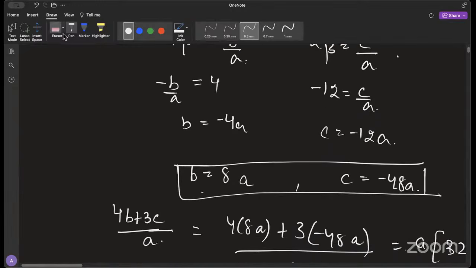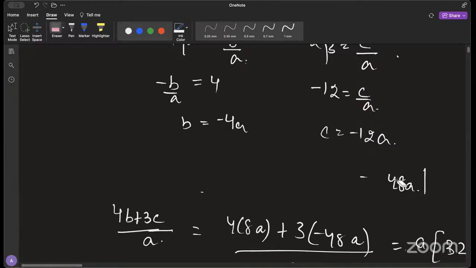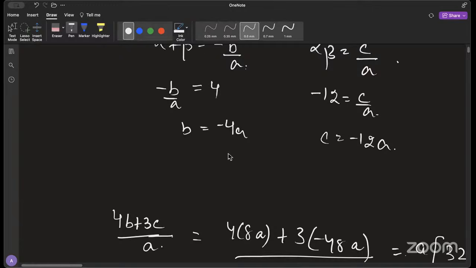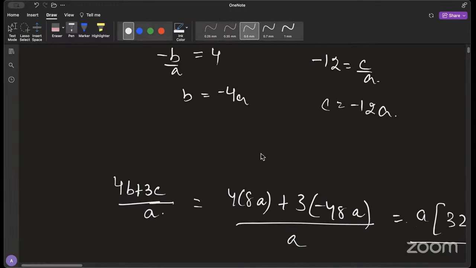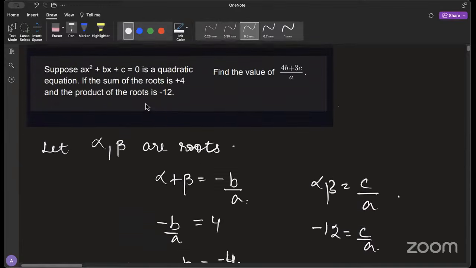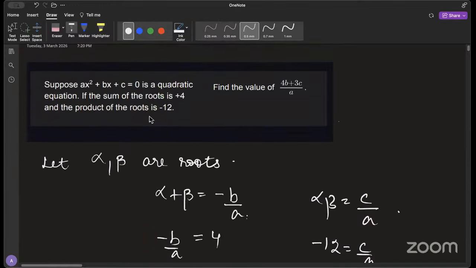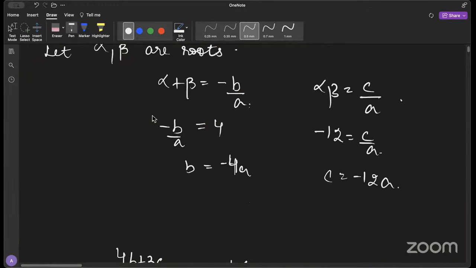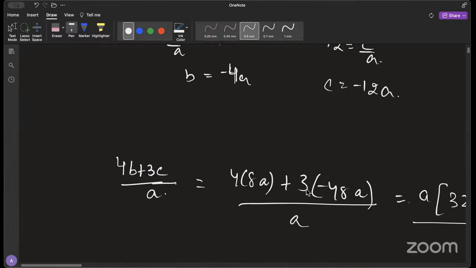So these are the two. Now you can't find the equation. There won't be a unique equation, right? I don't think you can find the quadratic equation because there's not enough information given to you. So you have to use this way only.